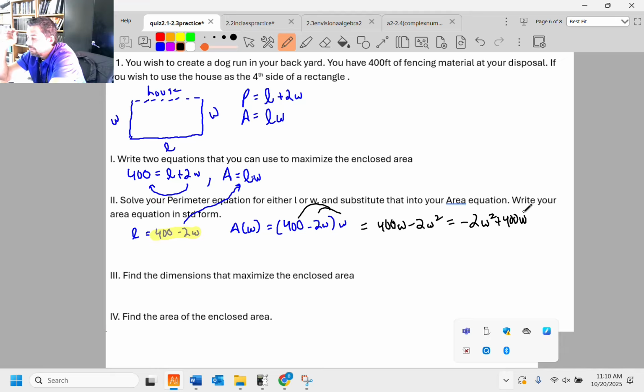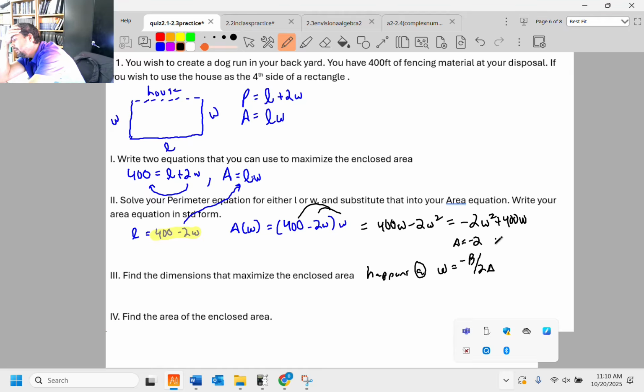Find the dimensions that maximize the enclosed area. This always happens at, in this case, W, because it's width, opposite B over 2A. It's about width this time, not x, width. So anyways, looking at this equation, A is negative 2, and B is 400. So the width that maximizes area is going to be negative 400 over twice negative 2. Now that's going to be negative 400 over negative 4.